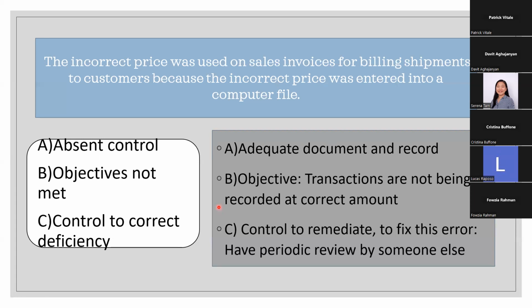So I'll just give you, for the first answer, a control to fix this error: you have a periodic review by someone, right? Maybe here it was the invoices. You can have someone from the AR accounts check if there was a mistake or something. So just have it reviewed by someone.